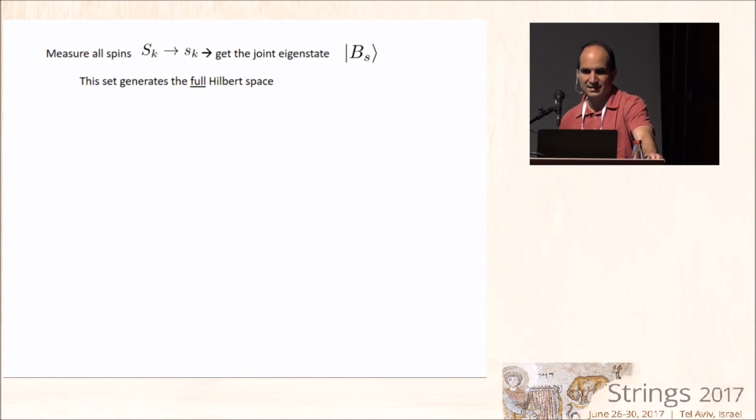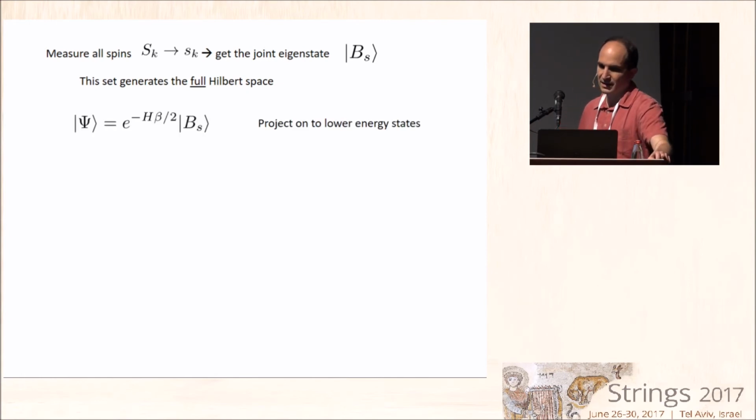And of course, this set generates the full Hilbert space. But those have relatively high energy from the point of view of SYK, energy close to 0. And normally, we're interested in lower energy states. So we can project onto lower energy states by doing a little bit of Euclidean time evolution. We do some Euclidean time evolution on these states, and we'll project onto lower energy states. So this is a pure state, a relatively low energy pure state.